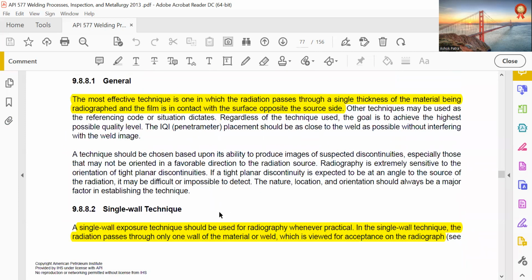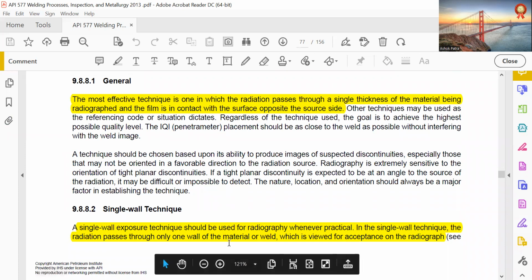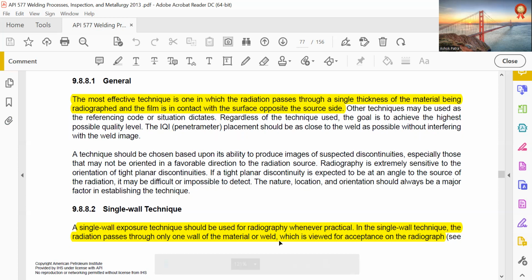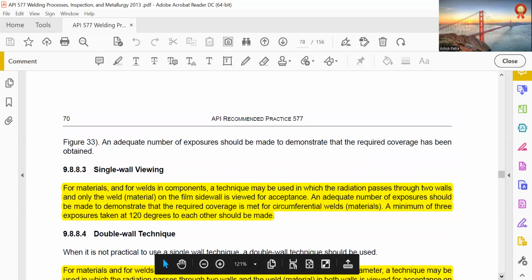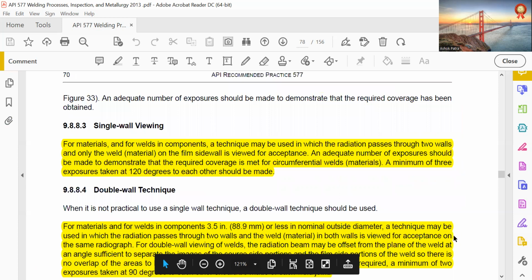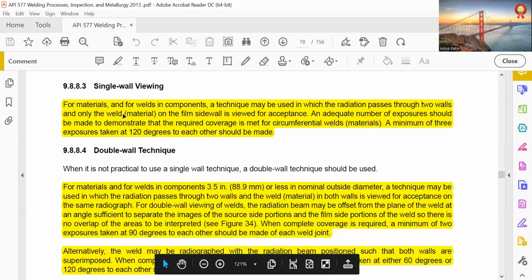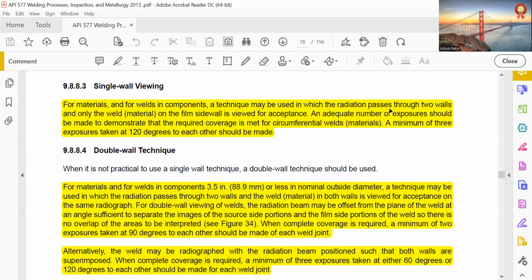Single wall technique. The single wall exposure technique should be used for radiography whenever practical. In the single wall technique, the radiation passes through only one wall of the material of the weld, which is viewed for acceptance of the radiograph. Single wall viewing. For materials and weld components, a technique may be used in which radiation passes through two walls and only the weld material on the film side wall is viewed for acceptance.